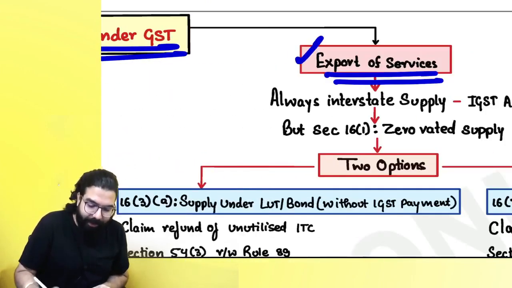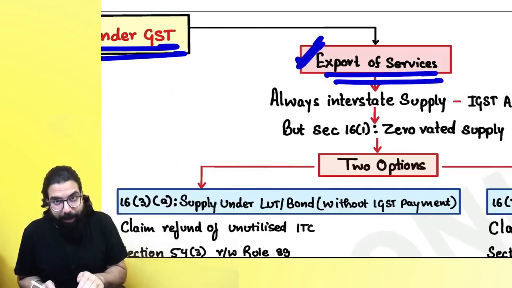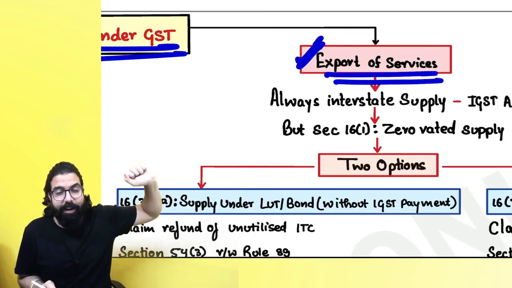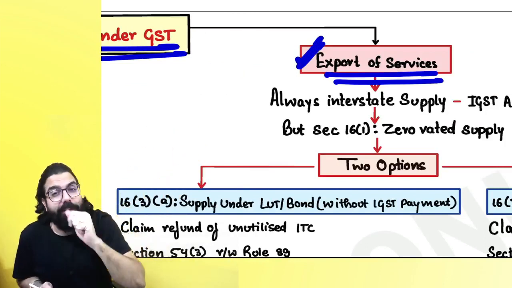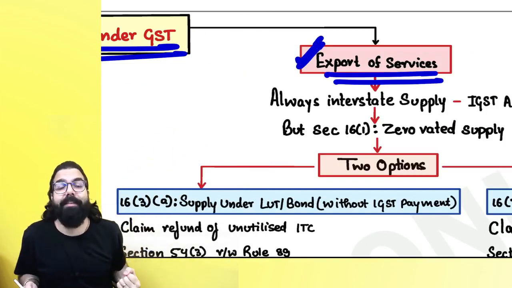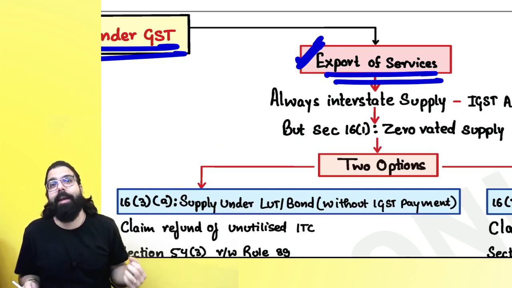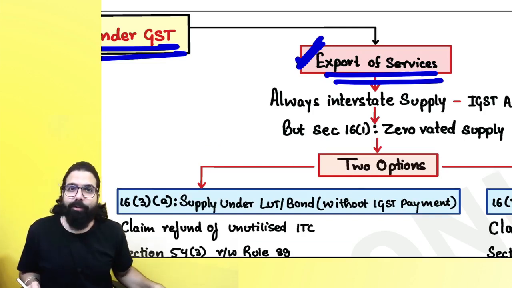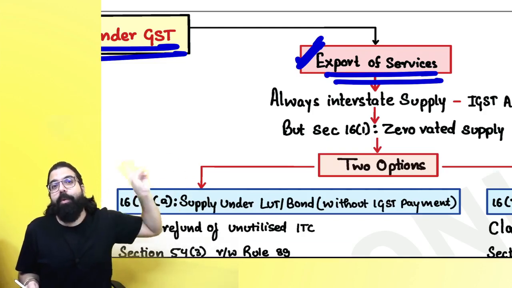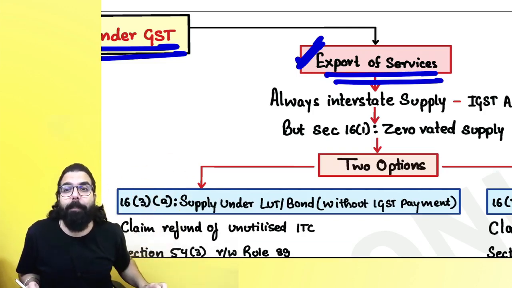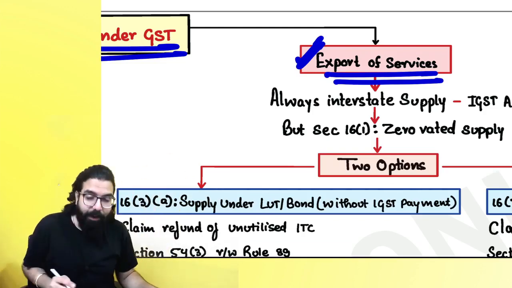Export of service means the supplier is located in India, the location of the recipient is outside India, and the place of supply is outside India. Payment is received in foreign convertible currency, or wherever permitted, in INR. And both parties are not merely establishments of a distinct person. Remember, that is export of service.